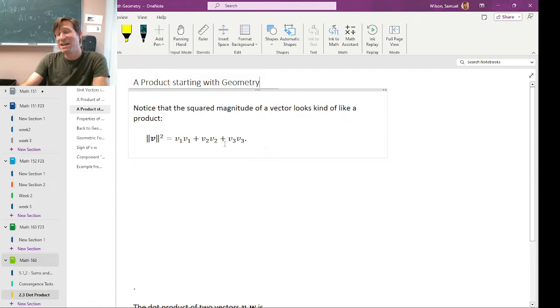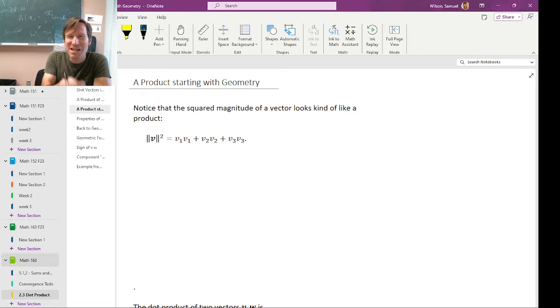So we saw that just making up a way of multiplying vectors, the obvious choice for what a product should be, doesn't actually work. It doesn't give you a geometrically meaningful result. So maybe to come up with a way of multiplying vectors, we should look for geometrically meaningful expressions that look like products. And here's one example of that.